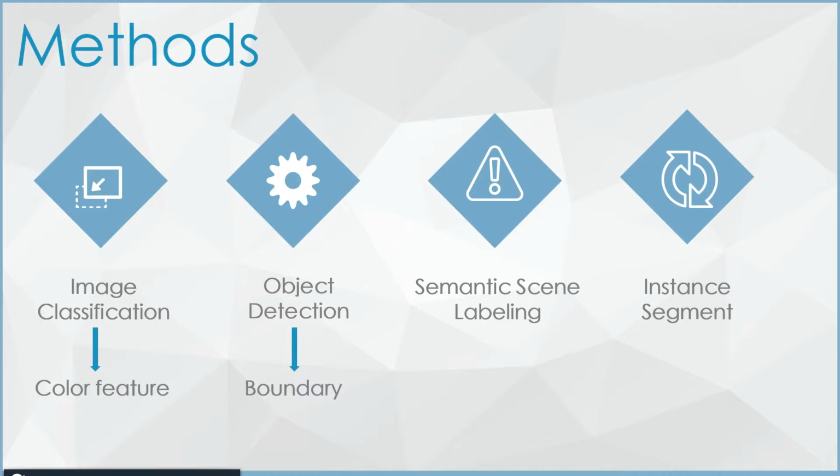The second one is object detection. This one consists of two parts. One is to determine whether an object belonging to a particular class appears in the figure, and the second is to locate the object, using representations in the bounding boxes of the object. So the boundary in this method is important. It's a keyword.